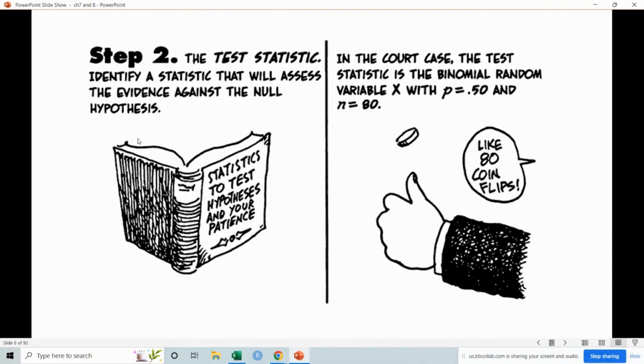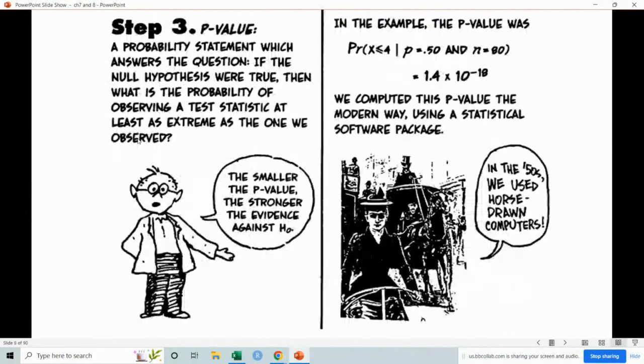Step 2, the test statistic. Identify a statistic that will assess the evidence against the null hypothesis. In the court case, the test statistic is the binomial random variable X with p equals 0.50 and n equals 80. So it's like flipping a coin 80 times.